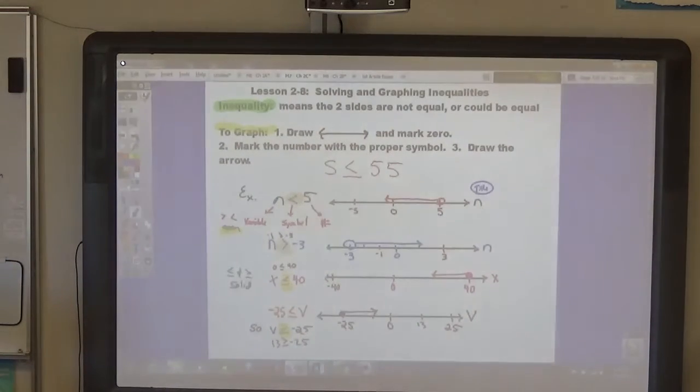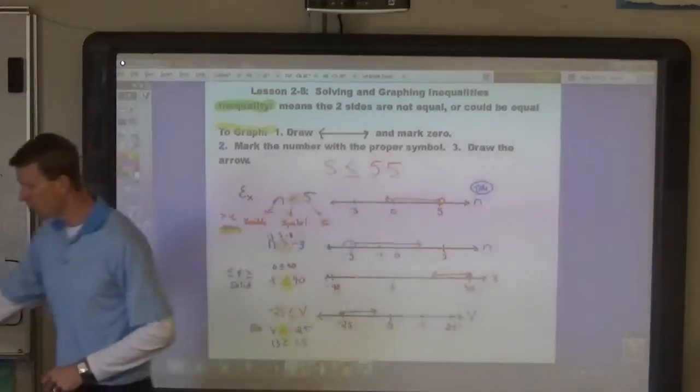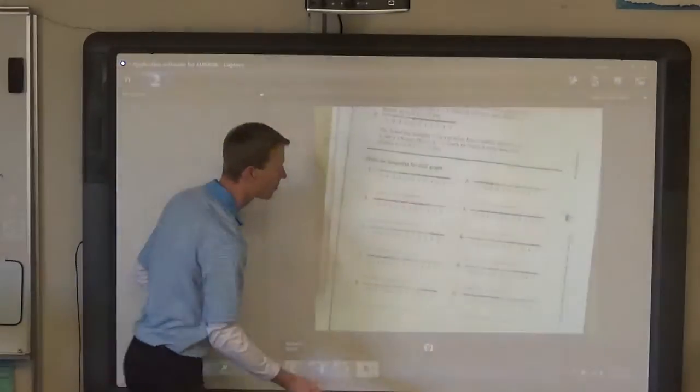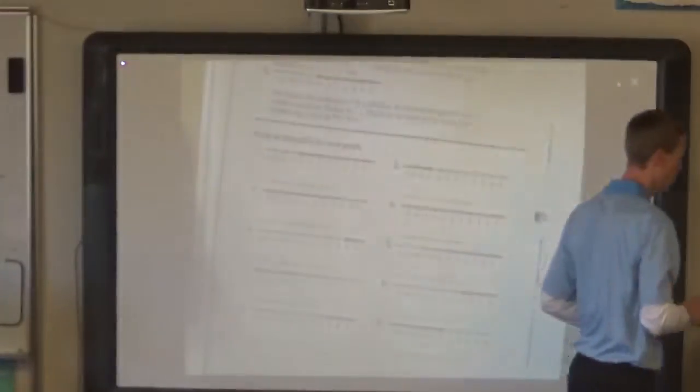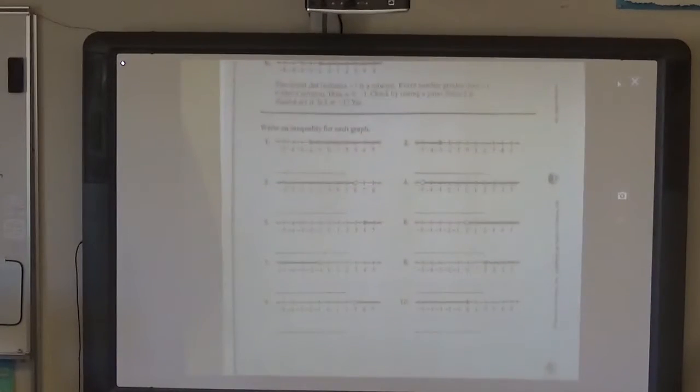Let's start going through the worksheet. Now I'm going to help you with some of these examples. Okay? So, go to the reteaching side of your worksheet. The first section tells us to write an inequality.